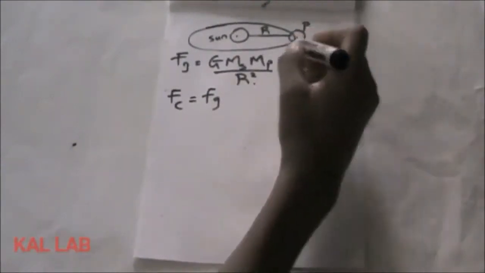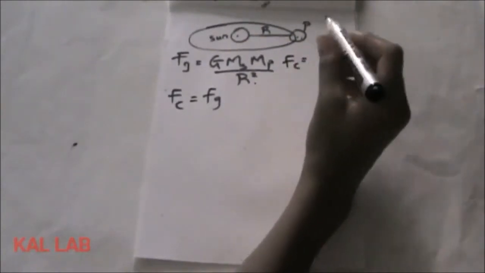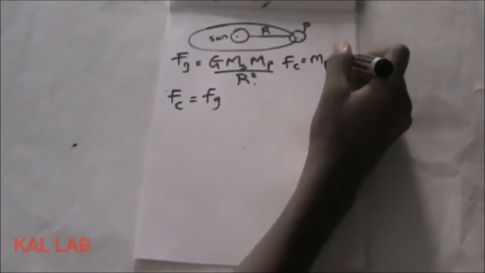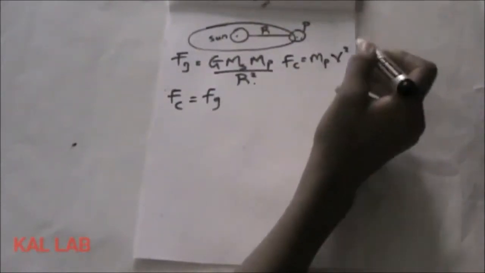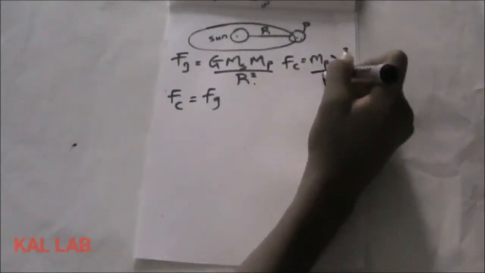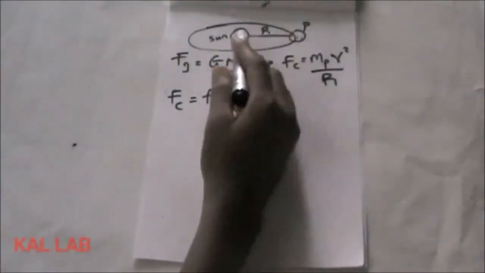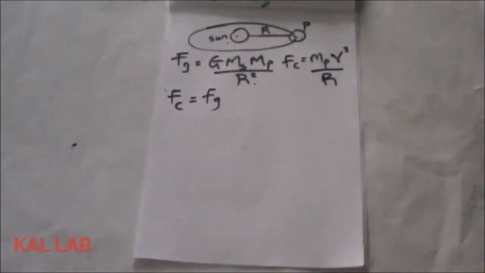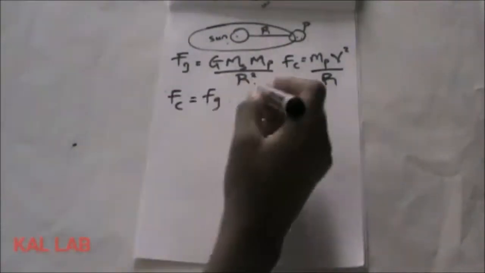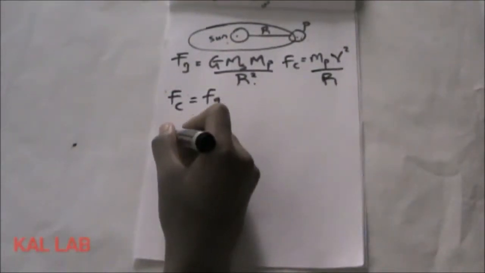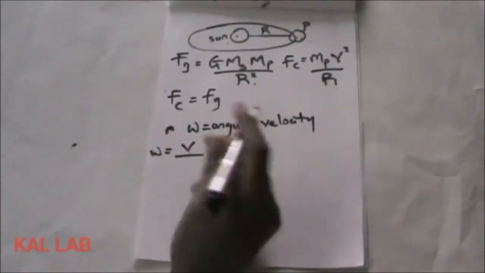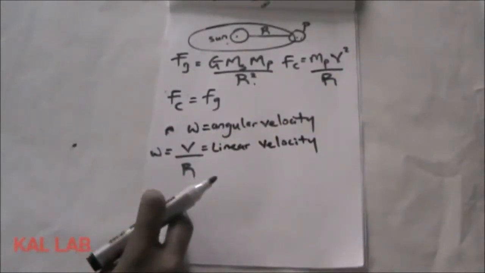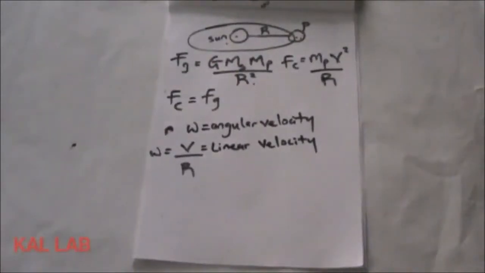So that being said, centripetal force, we all know, is equal to the mass of the planet times the square of the speed at which it goes round, or the velocity as the case may be, divided by the radius, which is the average radius between the sun and the planet. Now let's get to the proof. Angular velocity is equal to the linear velocity divided by r, which we know as the radius.